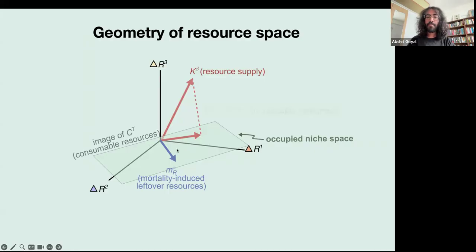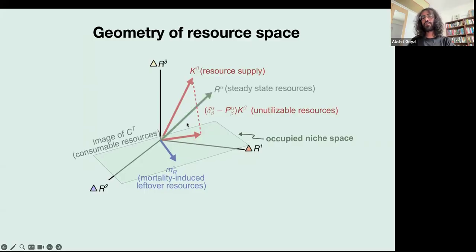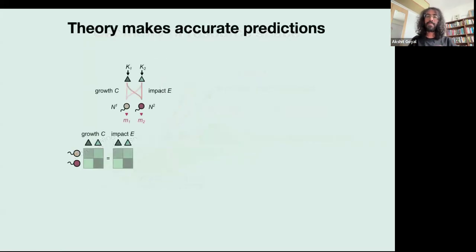And really what you get is sort of two things. One is a set of unutilizable resources. That's the dashed stuff here. And the other is the utilized resources, the stuff here. And really the steady state resource supply is again a vector sum of what is left over and unutilizable and whatever is utilized but not fully utilized because of mortality. Right. And so this is the nice thing. You get this nice geometry.